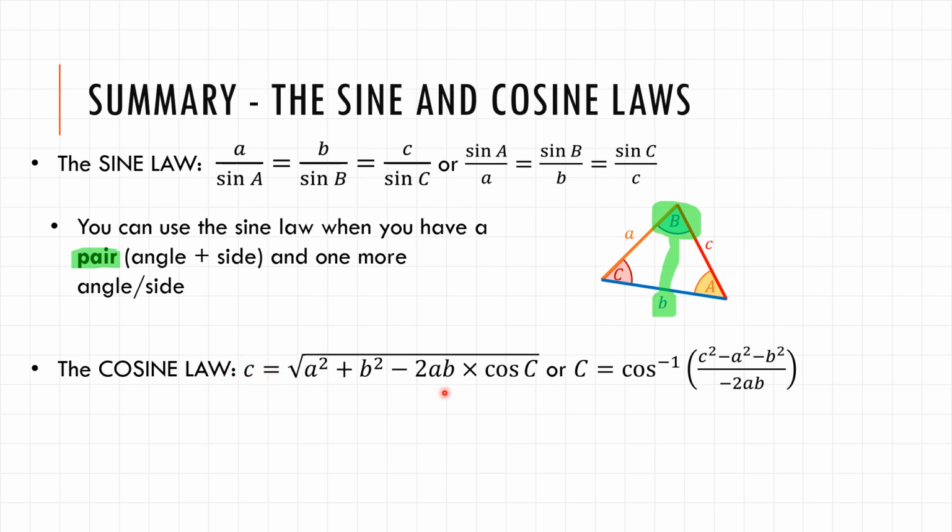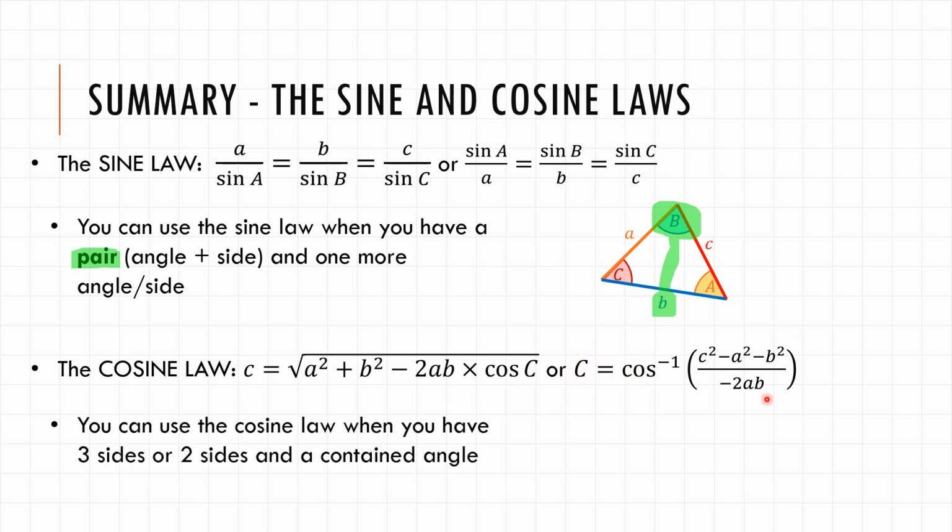And if we were to take this and try to isolate the angle, we would end up with this version right here. Both of them are basically the same law, just with a different variable isolated. So if you want to find out a side length using the cosine law, you would use this version. And if you wanted to find out an angle using the cosine law, you would use this version of it.